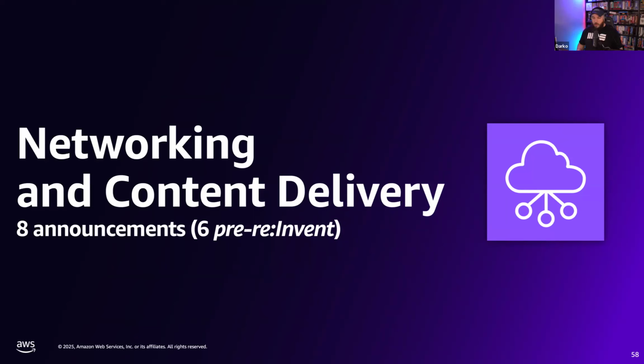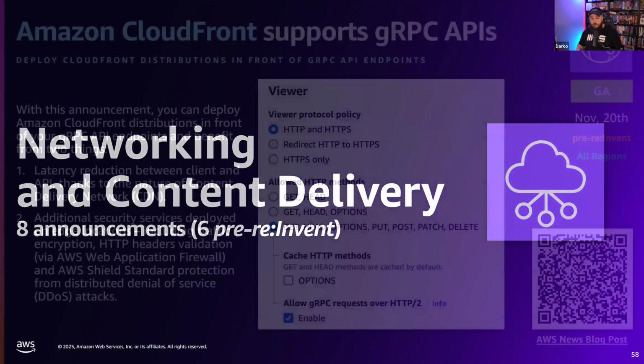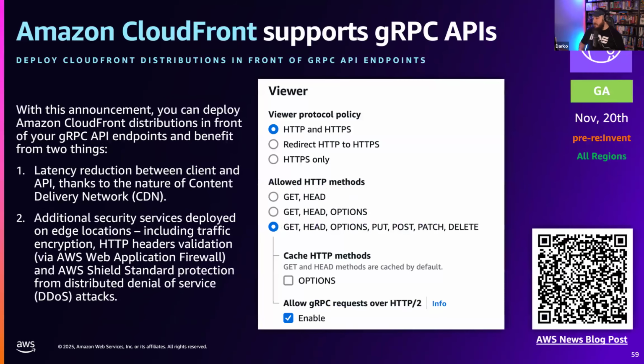And yeah, okay. Network and content delivery. There are a couple of announcements here with network and CDNs. One of the features that came in pre-re:Invent and is generally available is that Amazon CloudFront now supports gRPC APIs. If you have a gRPC endpoint somewhere, you can actually put CloudFront in front of it to serve as a content delivery network, right?